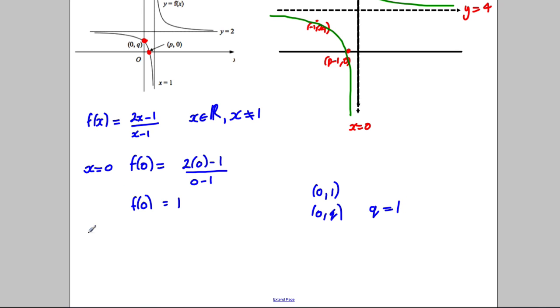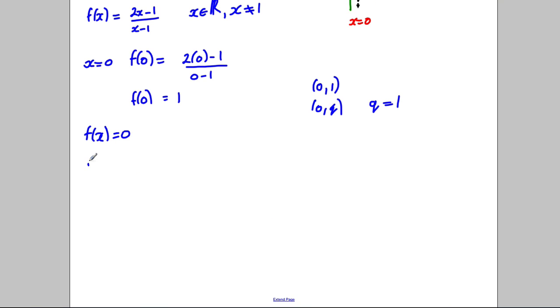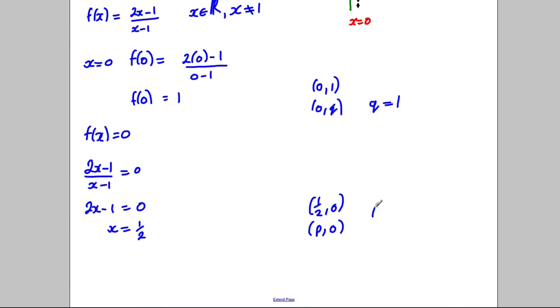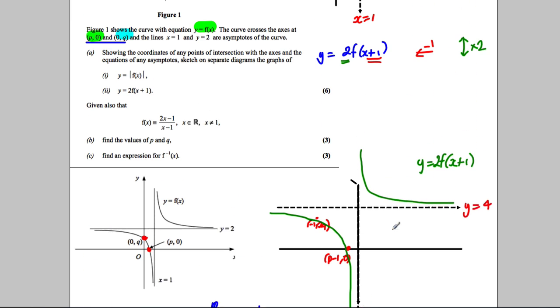Now for the other one, we're going to set f of x to be 0. We're going to set the y number to be 0 and see what x gives you that. So 2x subtract 1 over x subtract 1 is 0. Multiply both sides by x subtract 1. Get 2x subtract 1 is equal to 0. Then solve this, add 1 to both sides and divide by 2. x is a half. So we know that a half, 0 goes through this, which was our p, 0. So therefore p is equal to a half. So underline that as follows, and we found our p and our q.